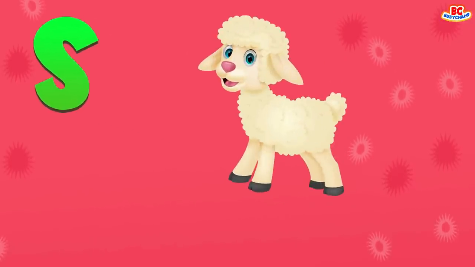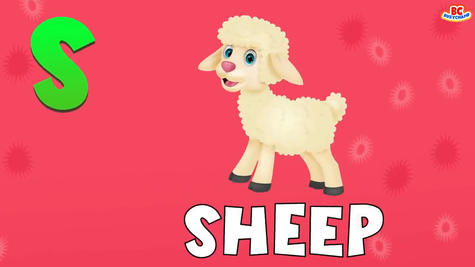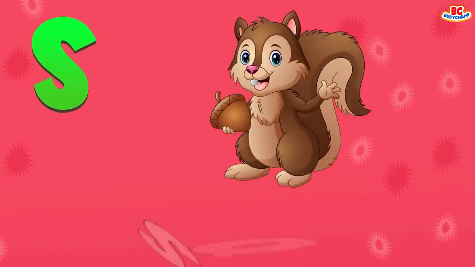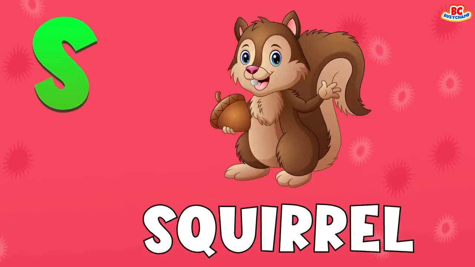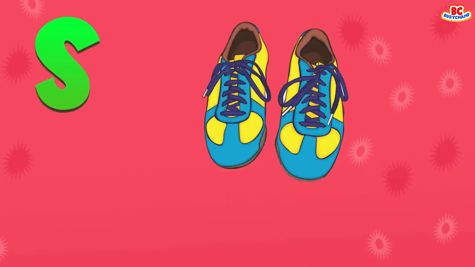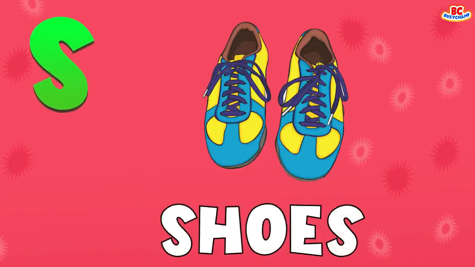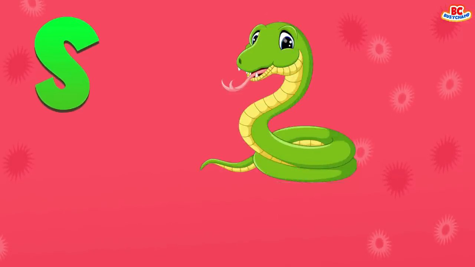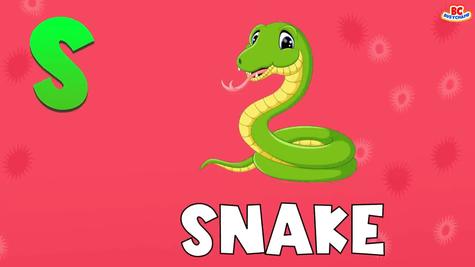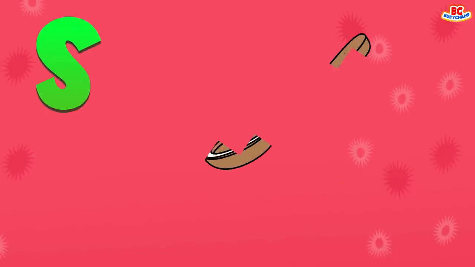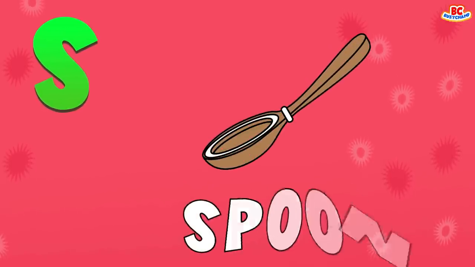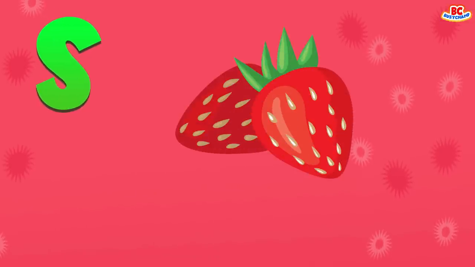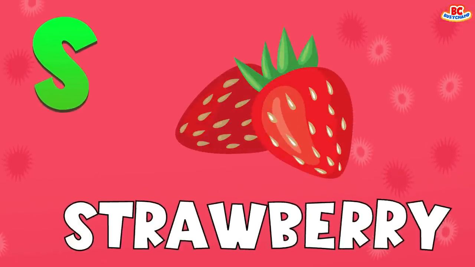S. S is for sheep. Sheep. S is for squirrel. Squirrel. S is for shoes. Shoes. S is for snake. Snake. S is for spoon. Spoon. S is for strawberry. Strawberry.